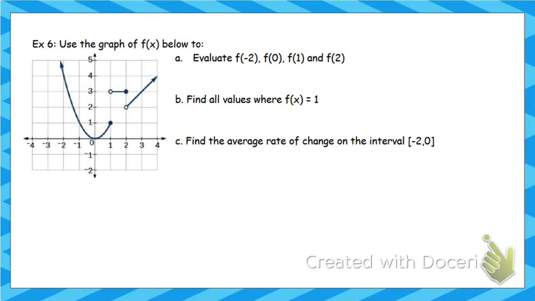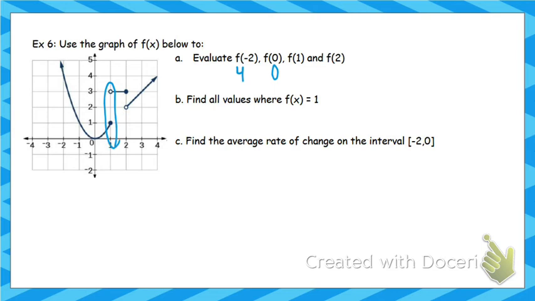This is something you've hopefully been seeing since Algebra 1. So it tells me to evaluate f of -2. And we talked about this a little bit last class. So that means when x is -2, what's y? Well, let's look at our graph. When x is -2, the y value is 4. All right, f of 0. When x is 0, y is 0.